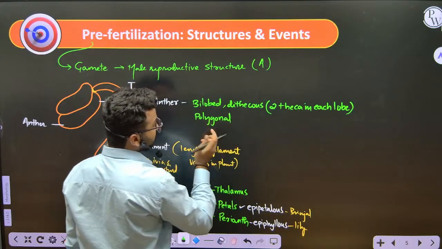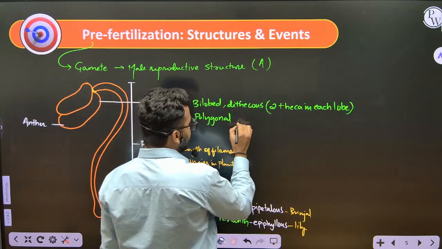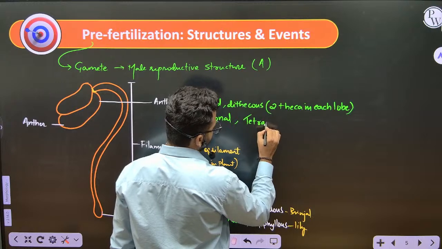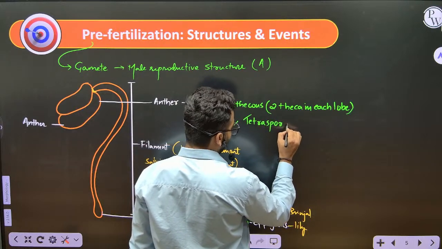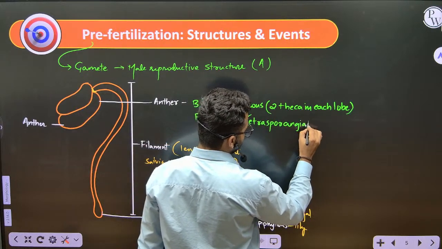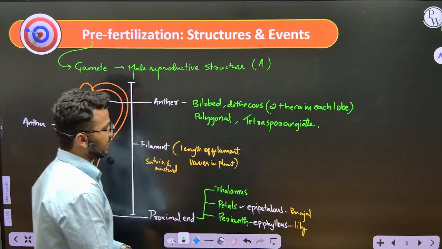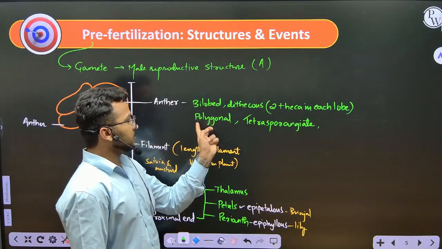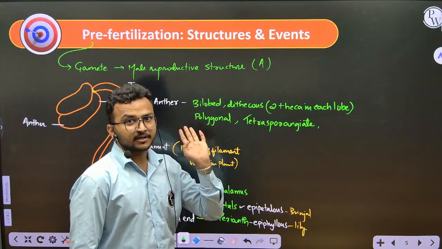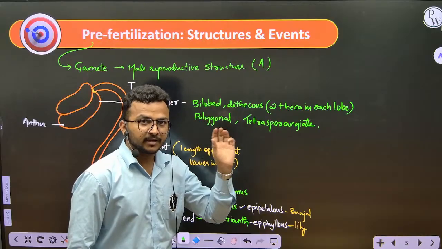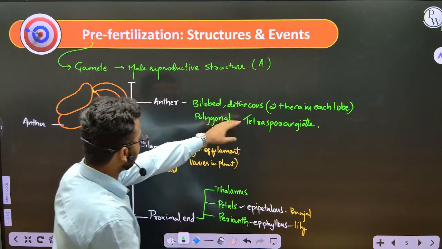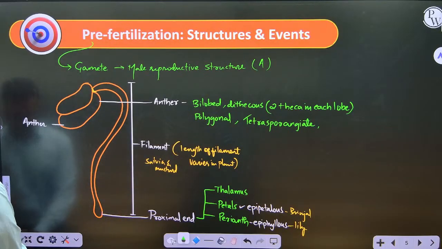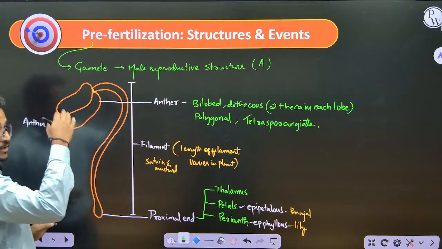I will show what is polygonal and how it will be. And it is also tetrasporangiate, as we also call this. I will say what it is, so don't worry about these two words. I will discuss them in the next slide. So the anther is bilobed, dithecous, polygonal and tetrasporangiate in shape, and if you cut that, you will be seeing all these things. Now next we will be discussing the structure of this anther when you cut it.